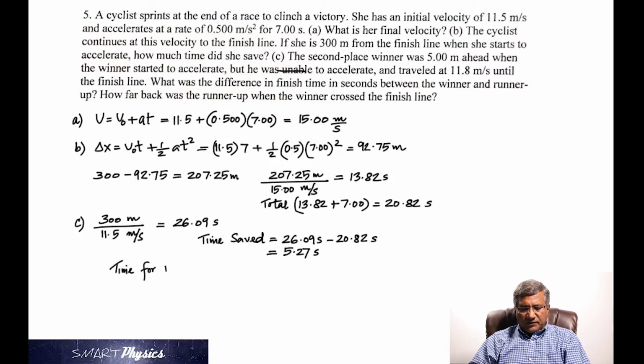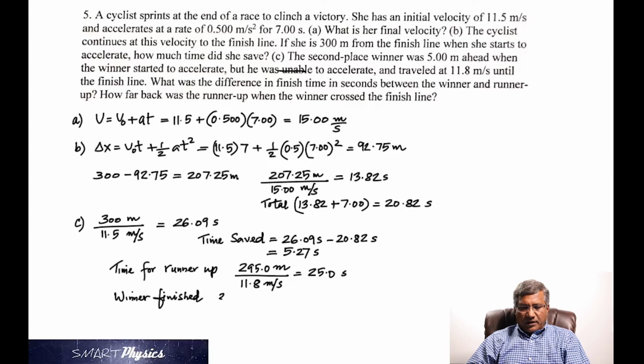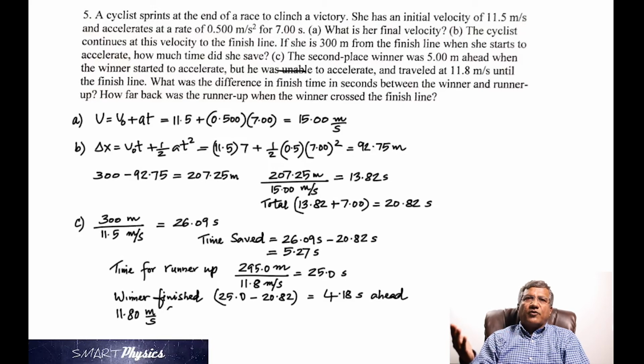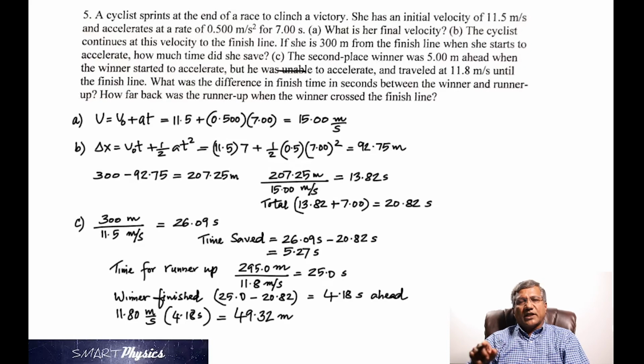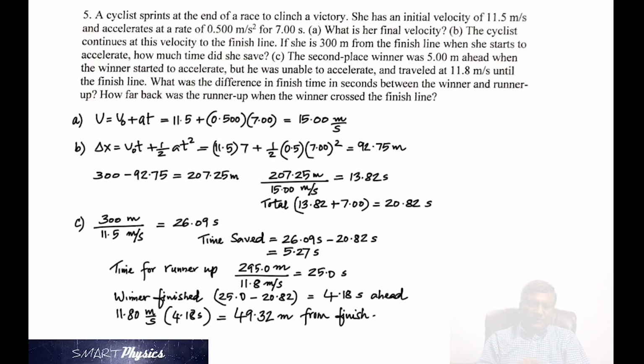And then the time for the runner-up is 295 divided by 11.8, because that person is only keeping 11.8. That's 25 seconds. So the winner finished 25 minus 20.82, 4.18 seconds ahead. All right. And then to find how far back the person was, just got to multiply this difference in time, which is 4.18 seconds, with 11.8. And you get it as 49.32 meter from the finish.